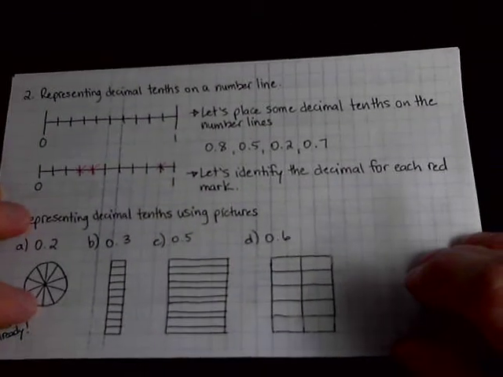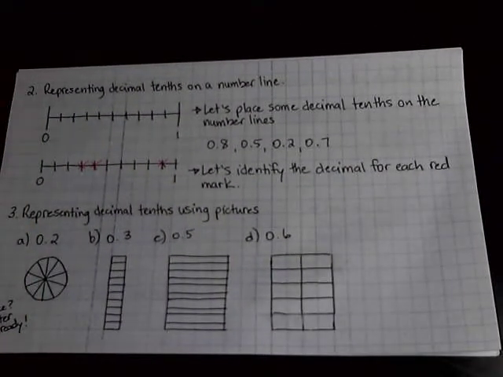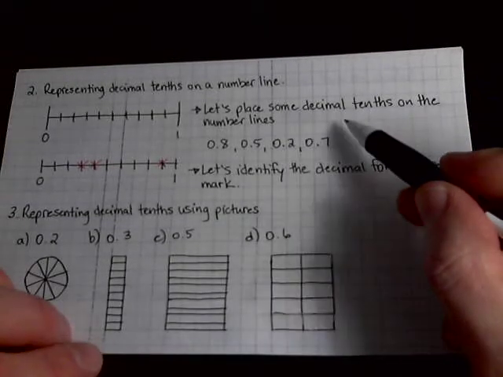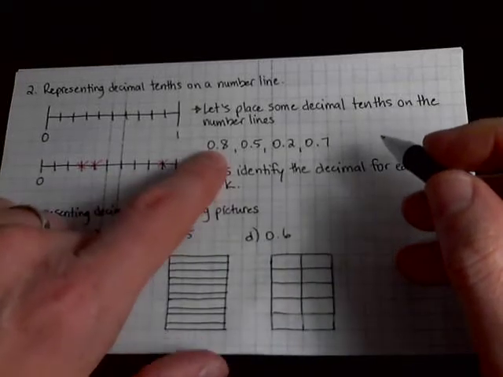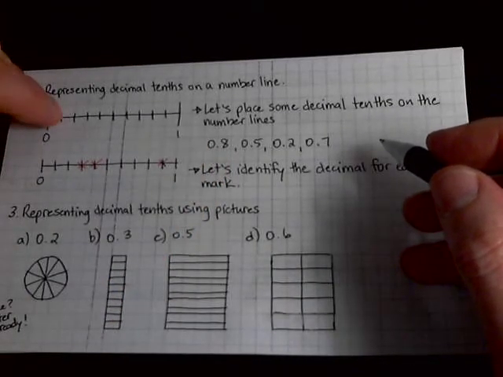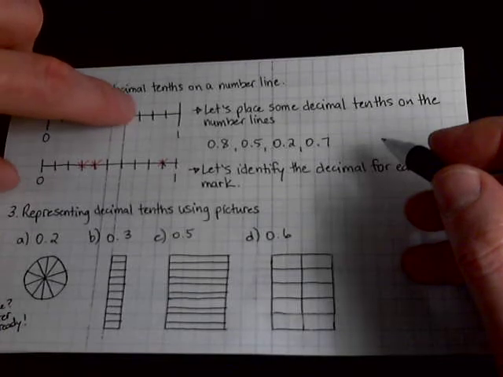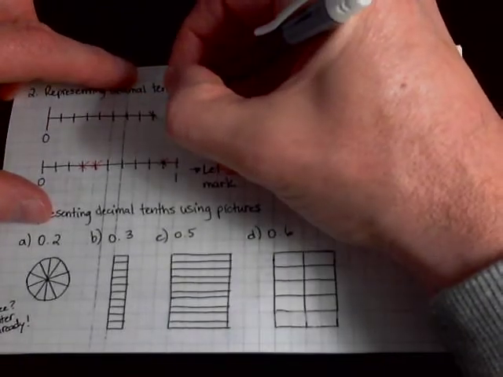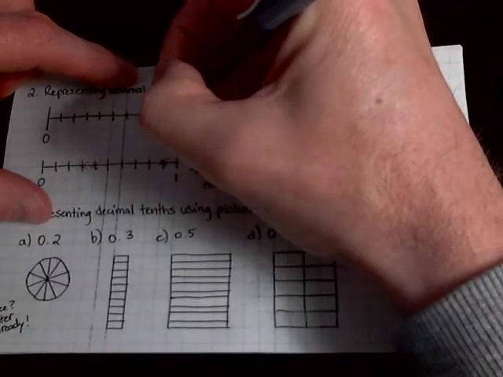All right. So the next one that we want to do is to be able to represent decimal tenths on a number line. I've again drawn out a number line from 0 to 1, and it's all divided up. And so we're going to put some decimal tenths on the number line. If I'm going to put down 0.8, I can count 0, and then 1, 2, 3, 4, 5, 6, 7, and then 8. So I can put a mark there for 0.8.